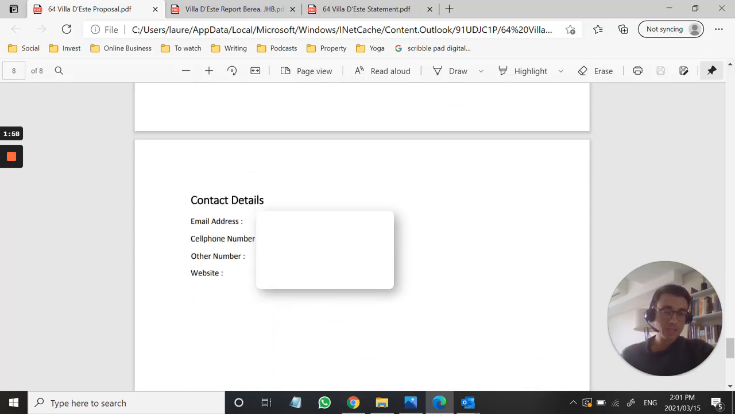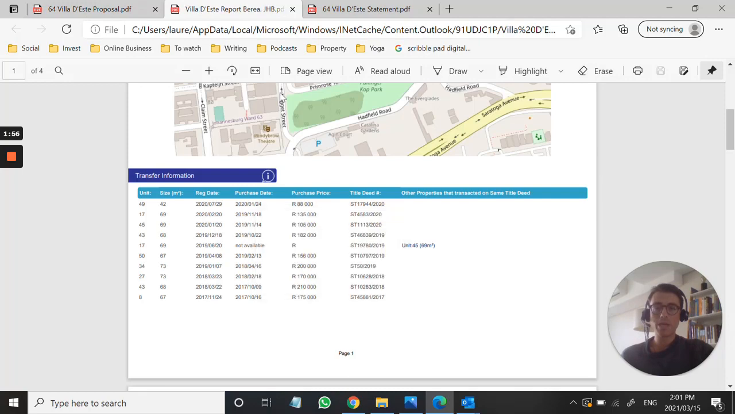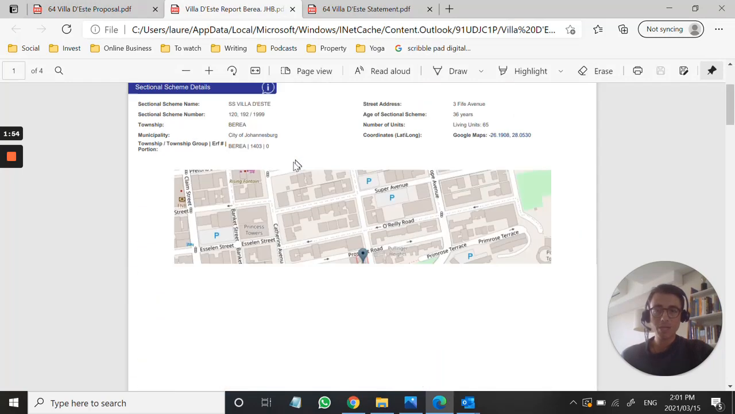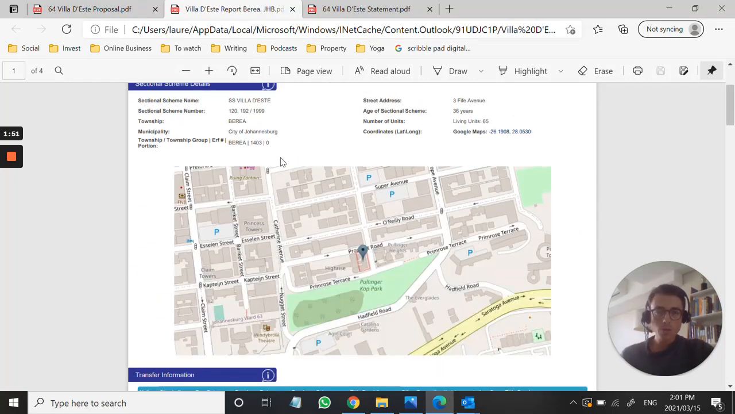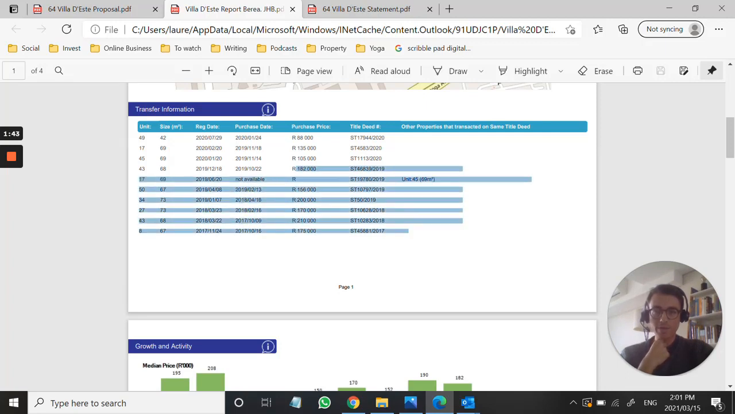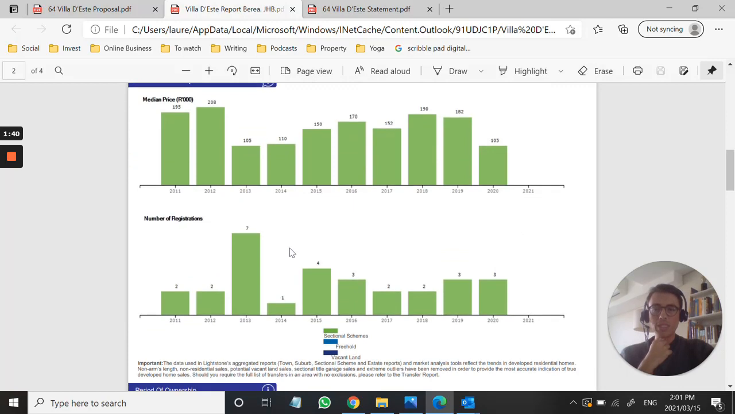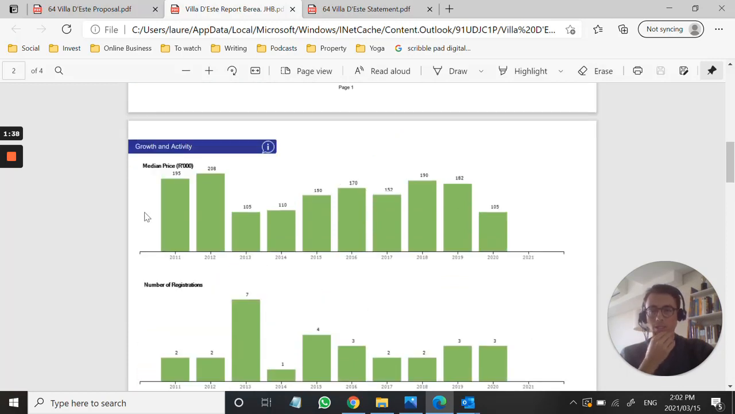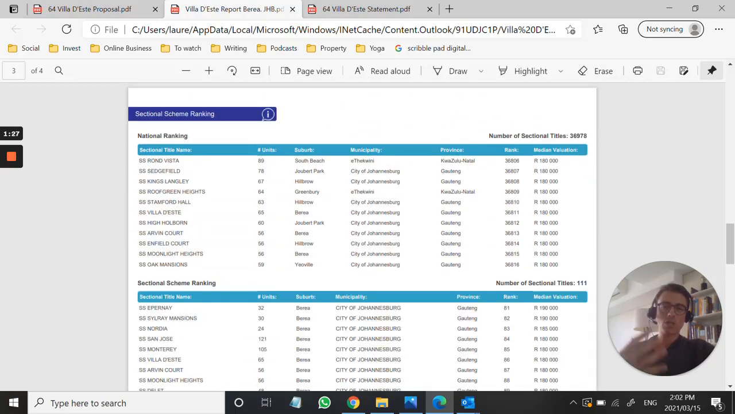Now, another thing that he's done, which I think is very powerful, is he sent me a TPN Lightstone report. So here we can see all the last transfers happening within this block of flats. You can see 175, 210, 170, 200, 156, etc. You can also see some of the median prices. So you can see that it's kind of fluctuated, right? In 2012, an average price for a property in this block was 208,000. It's now at 105. So you can start to get a sense of this area.